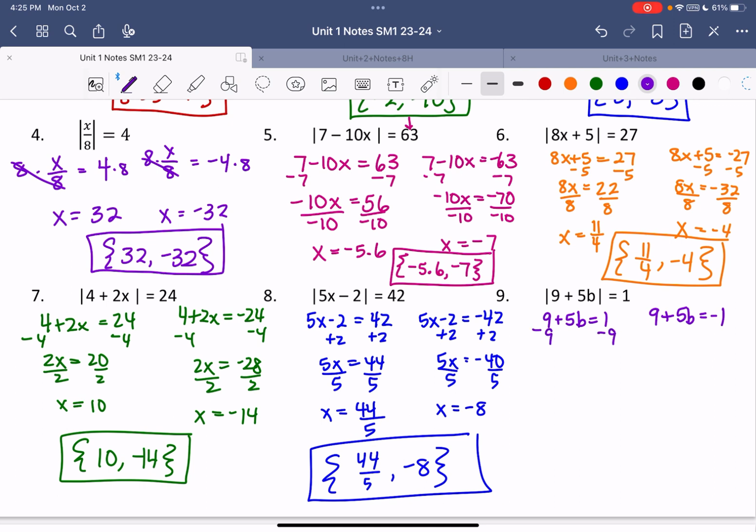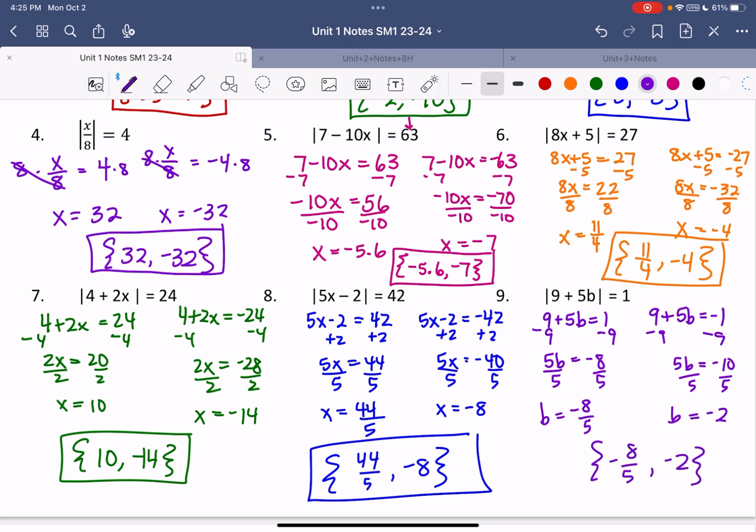So we're going to take the inside, set it equal to the positive and to the negative. So here b would equal -8/5. And 5b equals -10. Divide by 5, and b equals -2. So -8/5 and -2 are our solution.